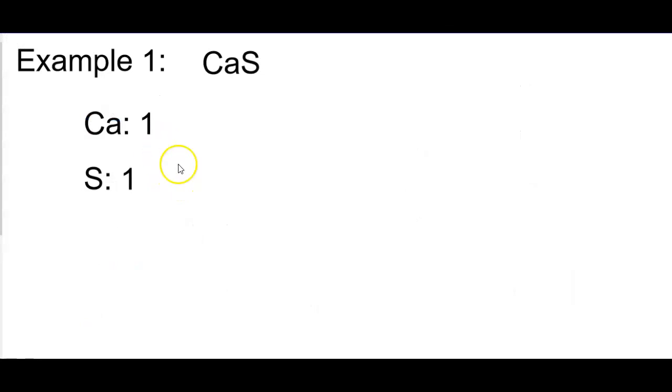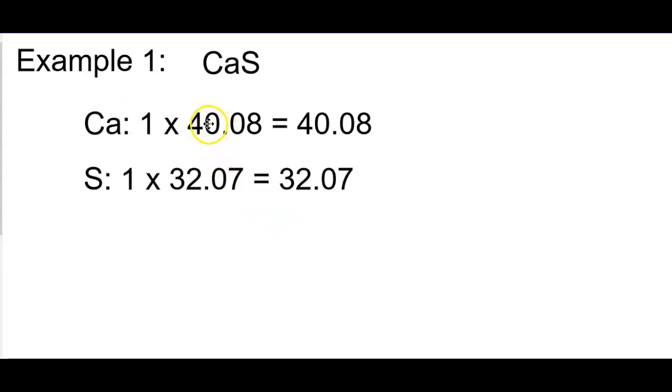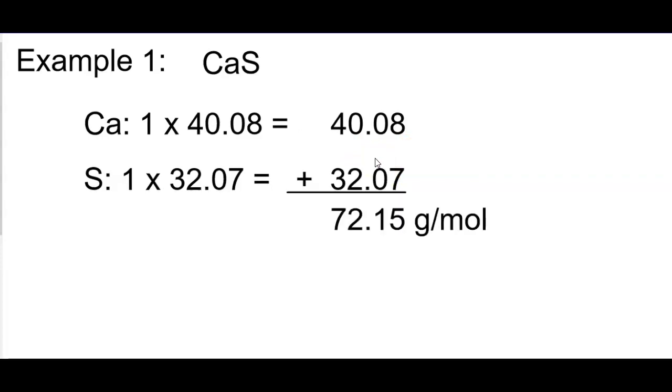So we have one calcium, one sulfur. We're going to look up the periodic table number, aka molar mass, and multiply how many we have of each atom times its number off the periodic table. For instance, remember we saw 40.08 for calcium and 32.07. So you're going to take 1 times this and 1 times 32.07 and get those numbers. Then you're going to sum your results, like here. And then this is your molar mass, 72.15 grams per mole.